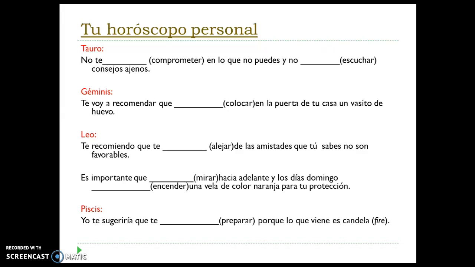No te comprometer en lo que no puedes y no escuchar consejos ajenos. Te voy a recomendar que colocar en la puerta de tu casa un vasito de huevo. Te recomiendo que te alejar de las amistades que tú sabes no son favorables. Es importante que mirar hacia adelante y los días domingo encender una vela de color naranja para tu protección. Yo te sugeriría que te preparar porque lo que viene es candela.